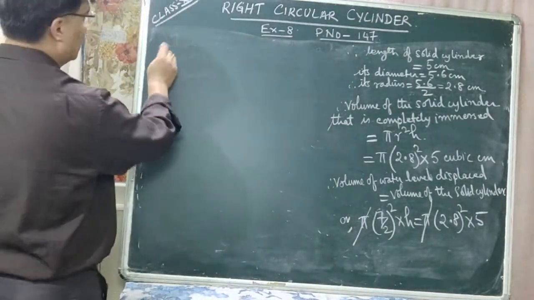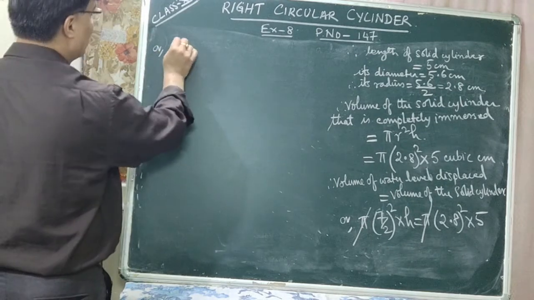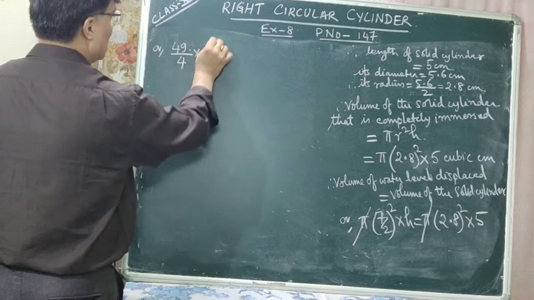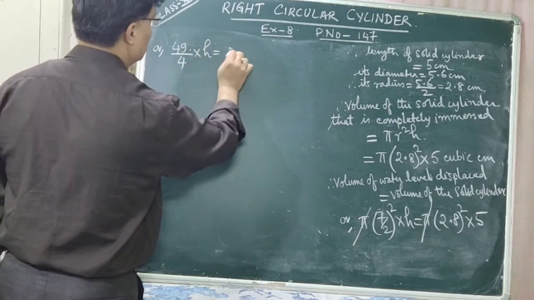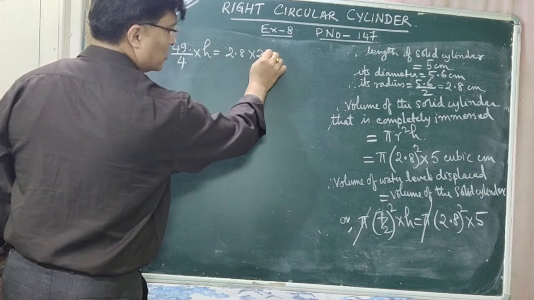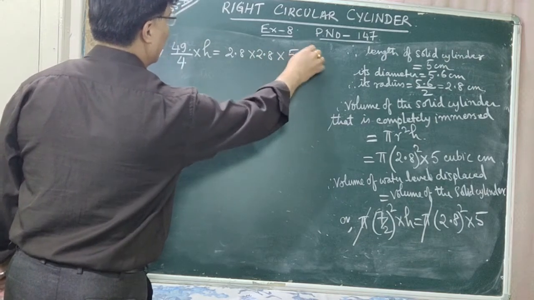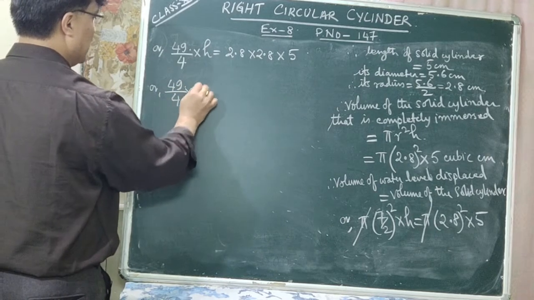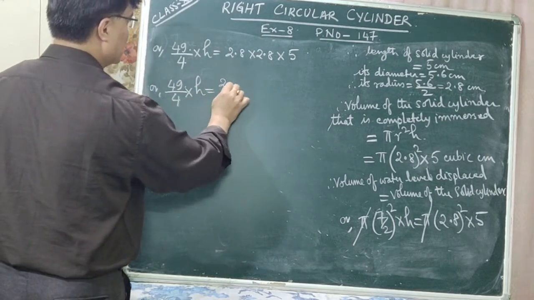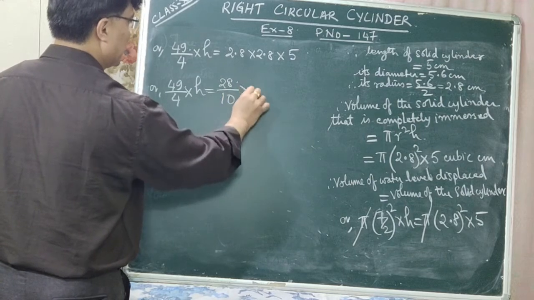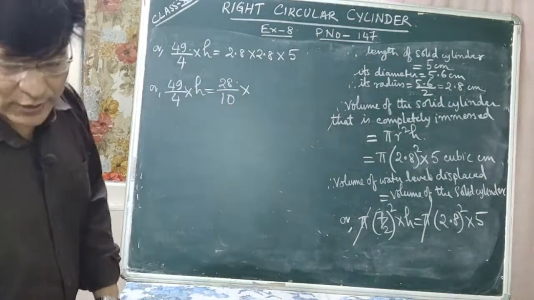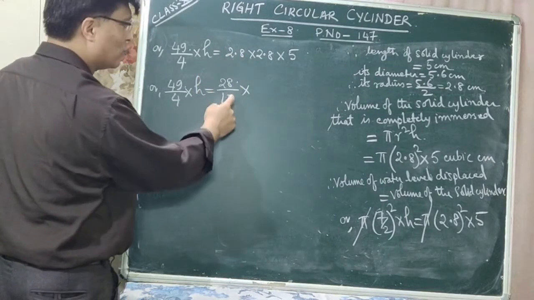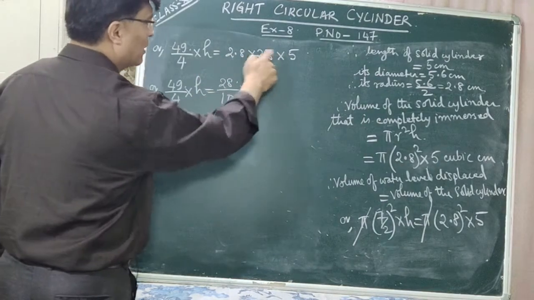So now let us simplify. What is (7/2) whole square? That is 49/4. 7 whole square is 49 divided by 4, into h, is equal to 2.8 into 2.8 into 5. Or this is 49/4 into h. 2.8 means 28 divided by 10. As you know that 2.8 is 28 divided by 10. After decimal point there is one figure, right? 1 0 and 1. You can multiply it.